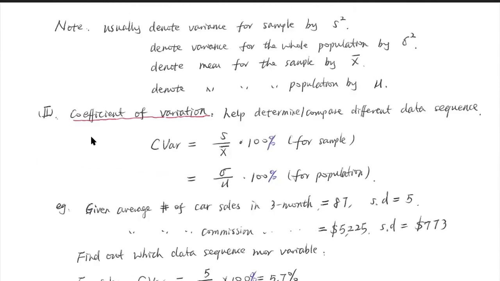Now, second part here, we want to talk about this coefficient of variation. This is a very useful concept, everybody. Sometimes we want to compare, like you have two data sequences, right? And you want to see which data sequence has a bigger change. The key part here is those two data sequences are talking about different stuff. So in other words, they are totally on different scales, right?